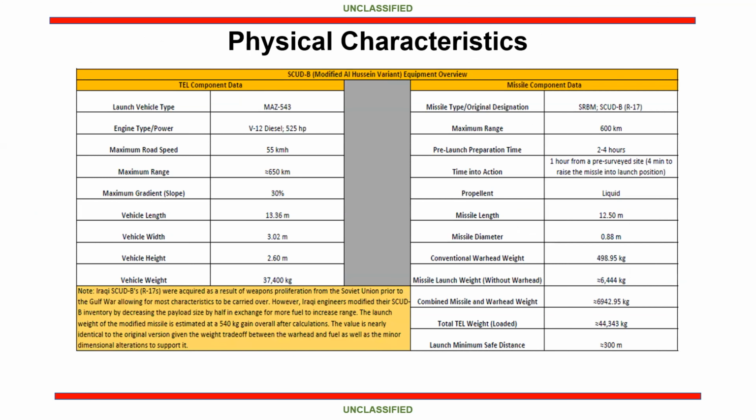So moving into the physical characteristics, this is for the modified Al-Hussein variant of the Scud-B, which had a bit more range, as well as the MAZ 543 TEL that it was launched off of. A lot of this, unfortunately, was left behind, like I said, due to that fidelity disparity. So really what was pulled was the maximum gradient, not necessarily the 30% here, as that is a mobility gradient as opposed to an emplacement gradient, in which case I substituted 5 degrees of slope based off of other TELs and systems.